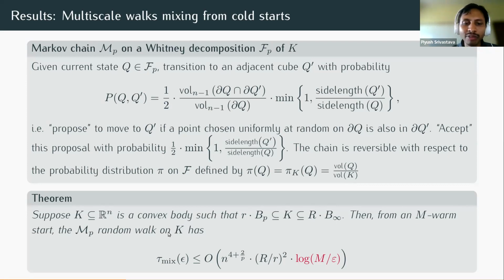So how do we make it into a random walk on K? Well, it is easy. You are at a point, you find the cube it is in, and you just say that your current state is a uniform distribution on this cube. So now you can think of it as a walk on the body itself.